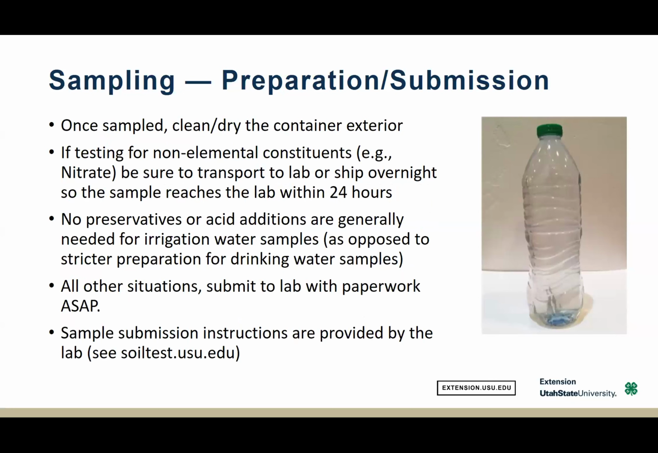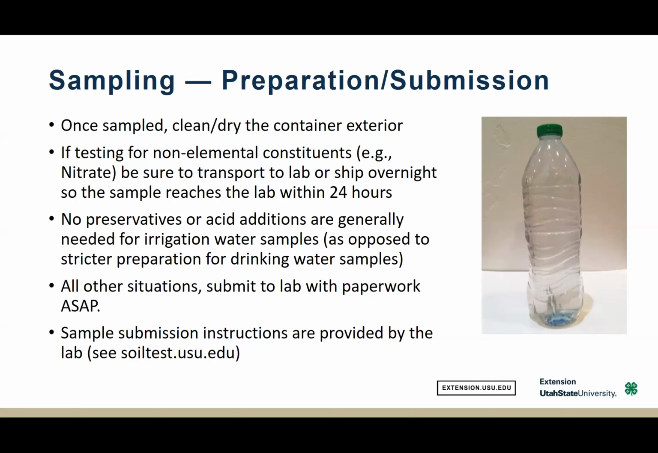And if you're testing for what we call non-elemental constituents, Matt mentioned nitrogen and things like that in soil samples and water samples, we need to make sure that we transport that to the lab or ship it overnight so that the sample reaches the lab within 24 hours. For all other things, the salinity, the sodicity, the constituent element analysis and things, we just need to get it to the laboratory as soon as we possibly can.